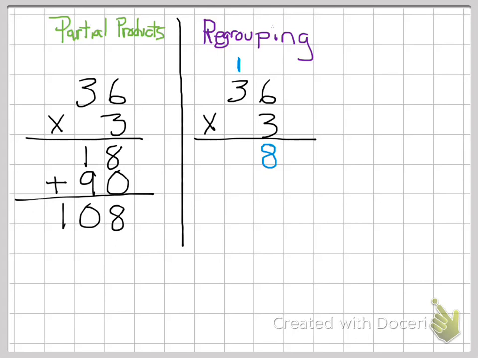And now I'm going to stay on that line and multiply 3 times 3 tens, which is 9. Plus the 1 ten I regrouped is 10 tens. As you can see, I got the same results. Let's do a few more of these.